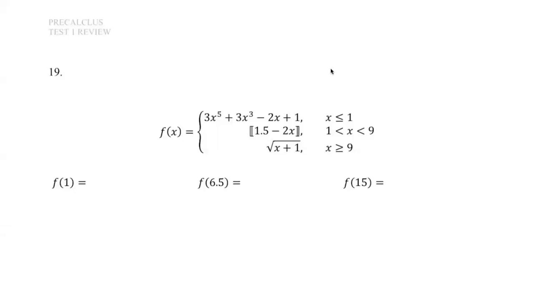Okay, this is the last question on the review. This one is just a piecewise function, as we talked about in class. It's very straightforward. We have some conditions, and we want to make sure that we consider the conditions or domain when we are looking at different function values.